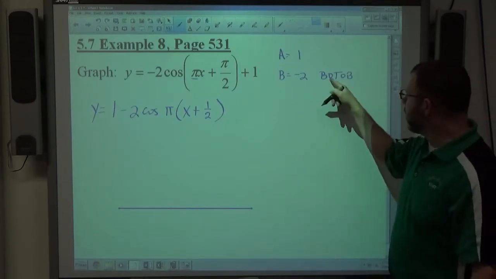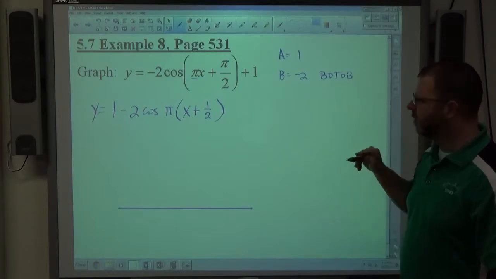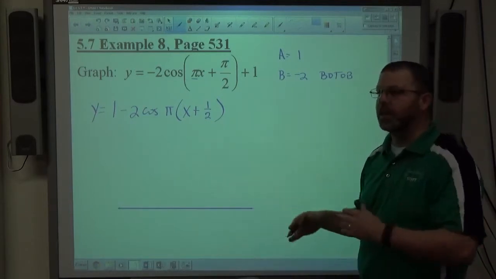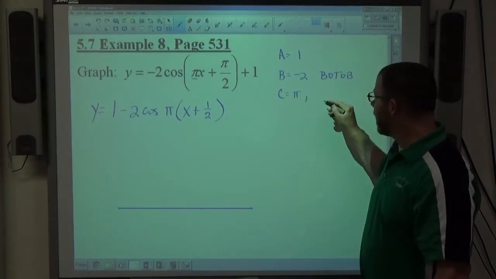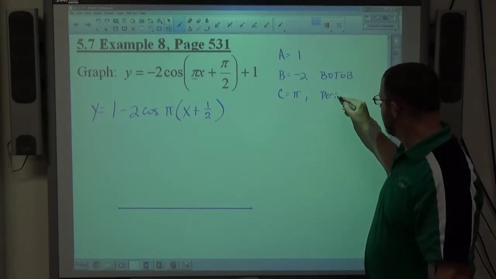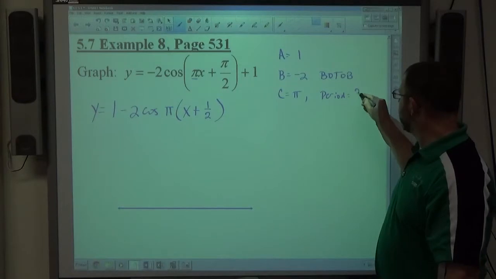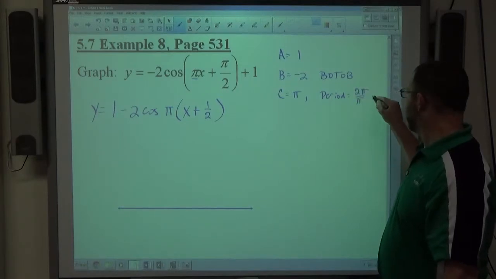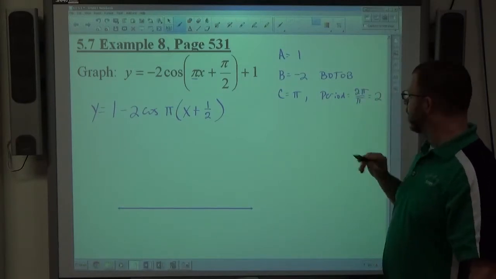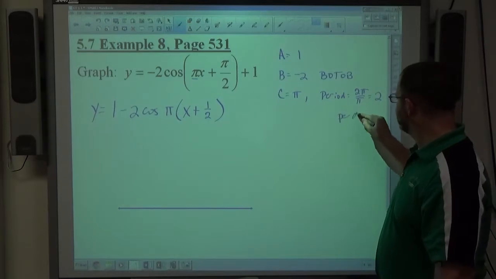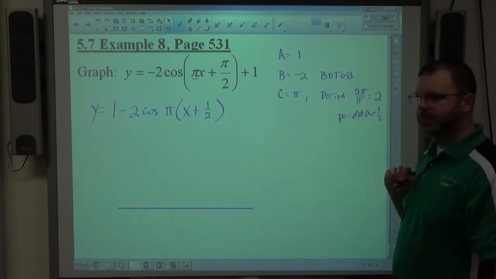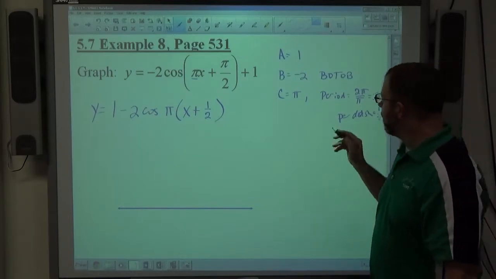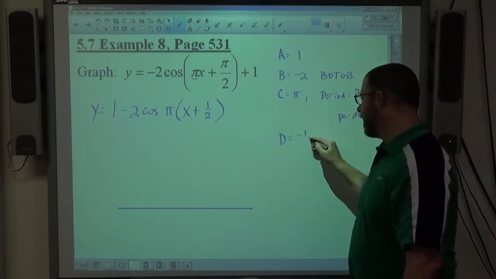Again, bottom, middle, top, middle, bottom, but you want to think of 0 because it's going to look like a 0. And then c is equal to pi, which means that the period is going to equal 2 pi over pi, better known as 2. That's a per dash of 1/2. And then finally, d is equal to negative a half.